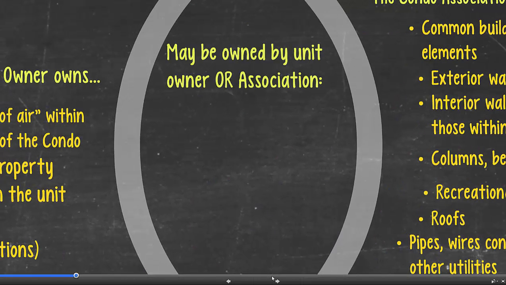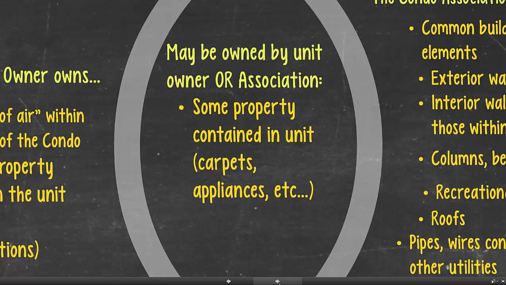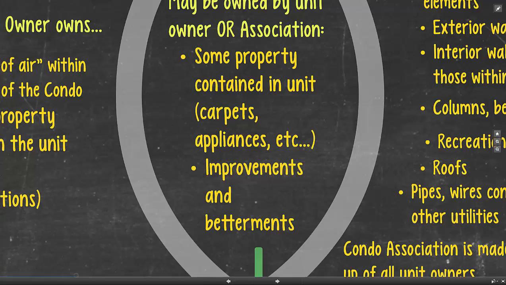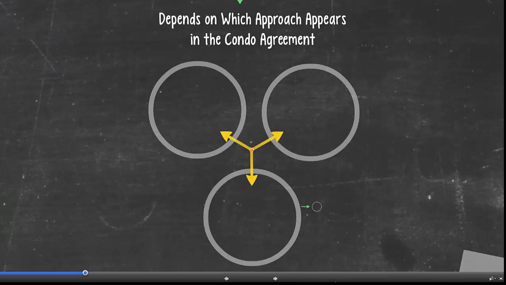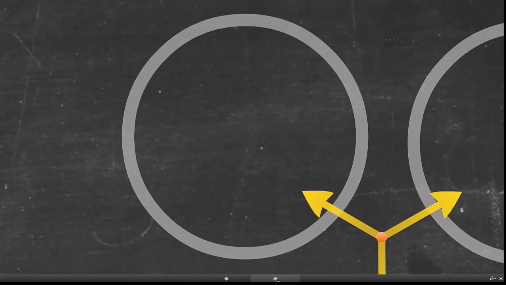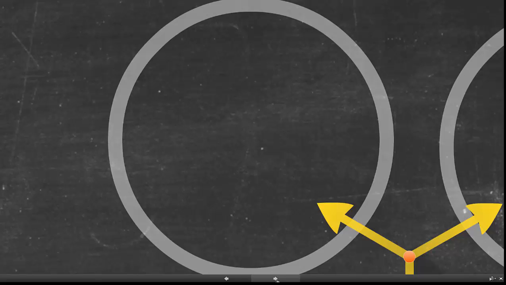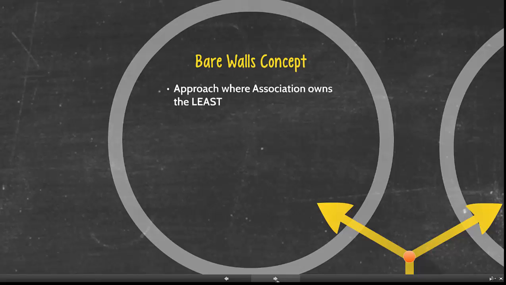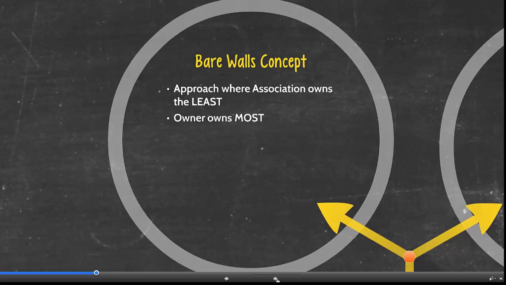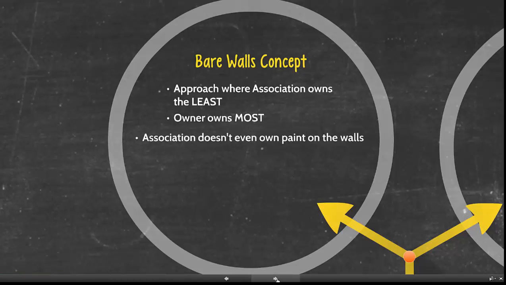Then there are things that may be owned by the unit owner or by the association. Some property contained in the unit, for example carpets and appliances, and improvements and betterments. Who owns what of this type of property depends on which approach appears in the condo association agreement. There are three different ways of approaching this. One is the bare walls concept. This is the approach where the association owns the least amount of property, and the owner owns the most. The association with the bare walls concept doesn't even own paint on the walls.